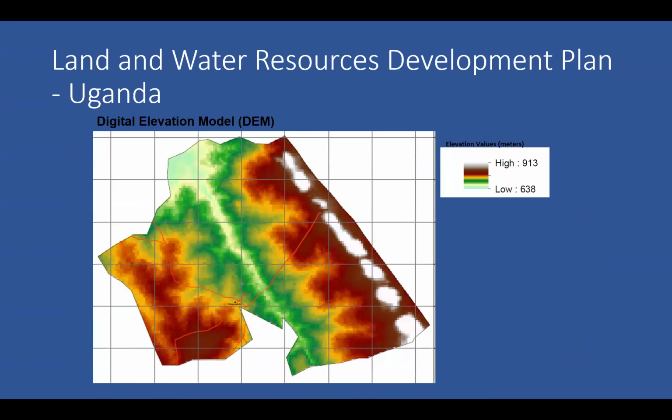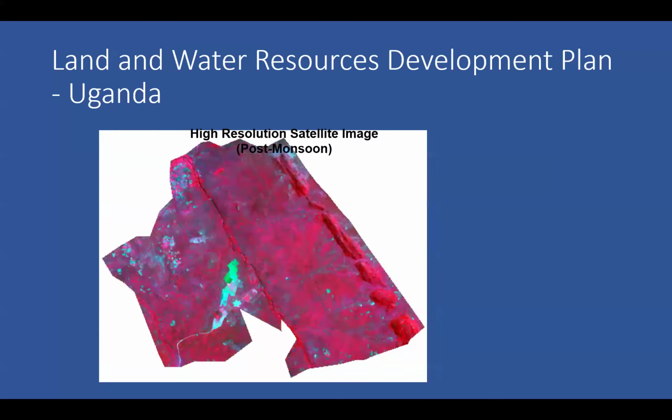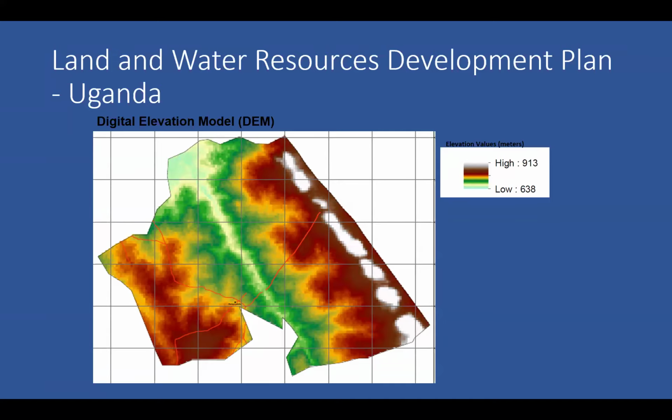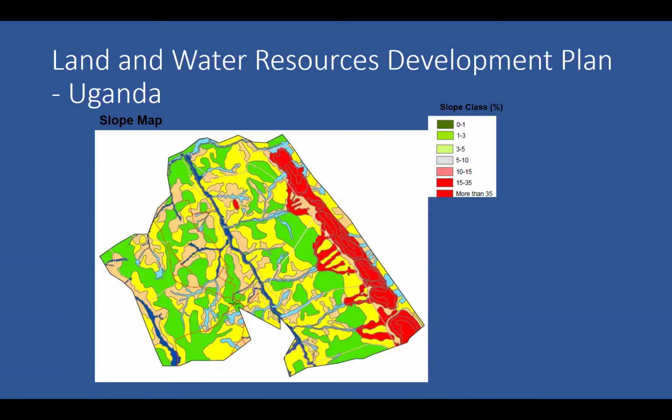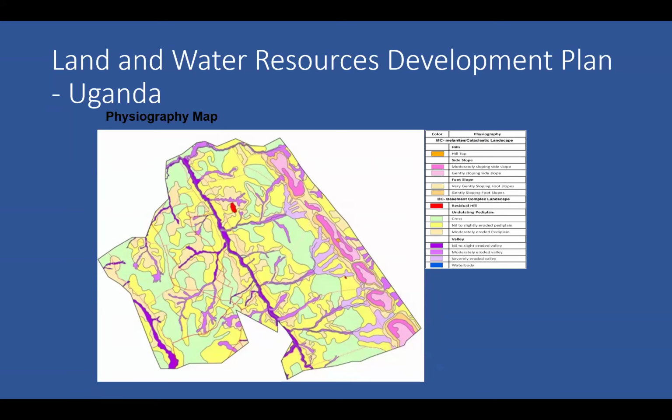So we said that, okay, we'll do the planning for you. So we took this pre-monsoon image, post-monsoon image, and a digital elevation model to also get the elevation and height. We prepared the land cover map, slope map, and physiography map, like from the hill up to the valley region, how the physiography, that's the landscape or the landforms, is.